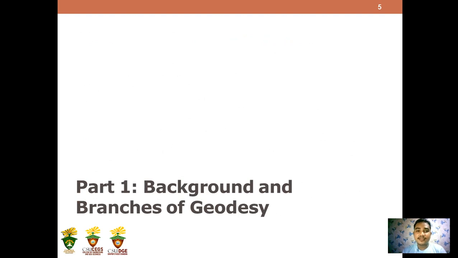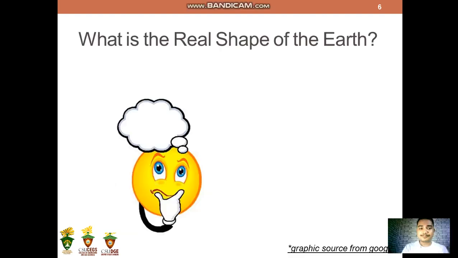So let's start with part 1, which is the background and branches of geodesy. Before we go to the proper definition of geodesy, there is a question that may arise in our minds when we study geodesy. What is the real shape of the Earth?